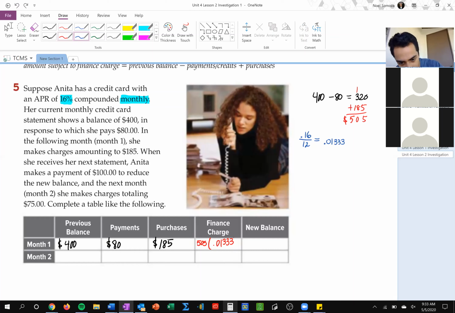So it's $6.73 is the total finance charge. All right. So then what is the new balance? Well, the new balance would be how much she owed on the credit card, $505, but now she has to add on the $6.73. Okay. So that's going to push her up to $511.73, right? And so that is the new balance on the account.